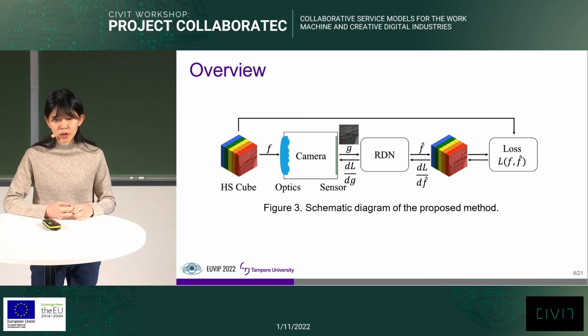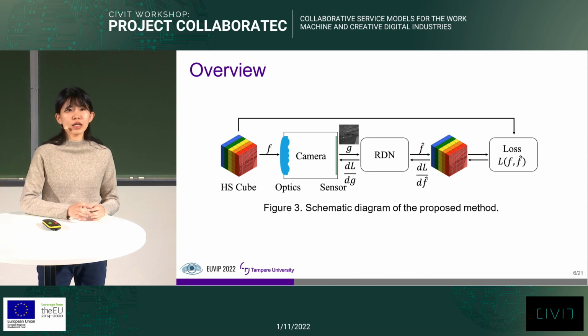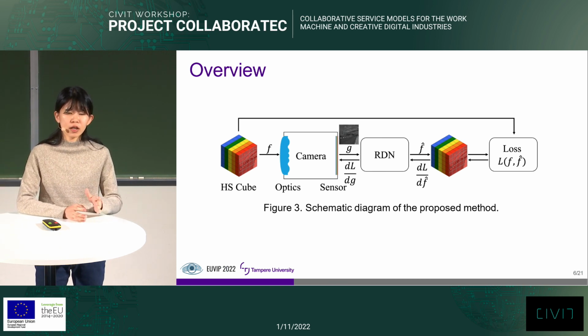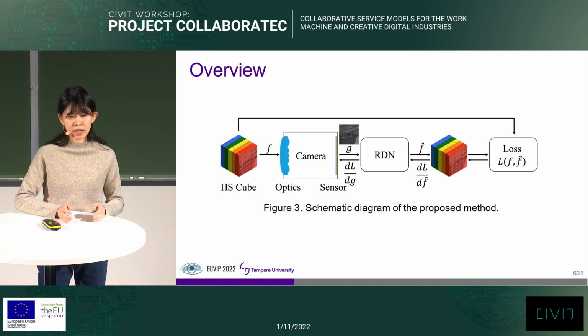And from backpropagation, it updates the network parameters, but also the camera parameters, such as the diffractive optical element pattern and the color filter in this case.